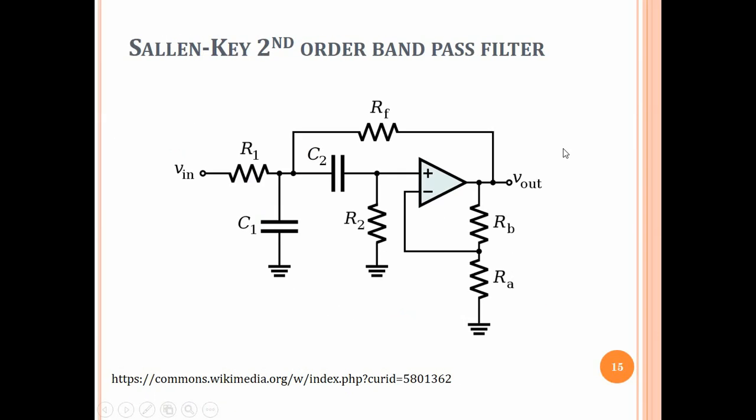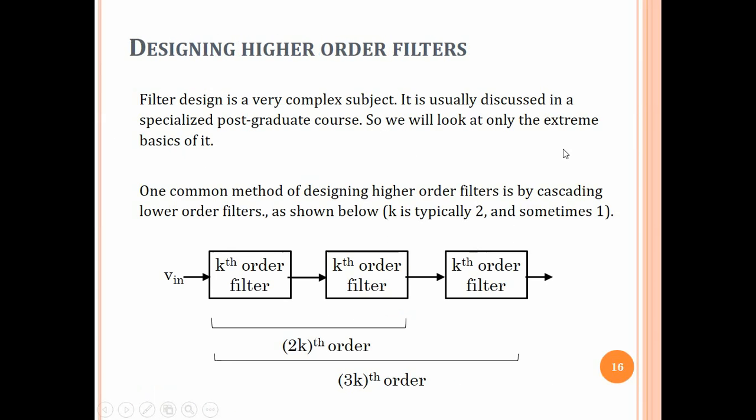All right. So let us think a minute about, suppose I want to design an 8th order filter. Now one common method of designing an 8th order filter is to cascade second order filters. So I have shown it here. So let's say this K is 2, then this is a second order filter.